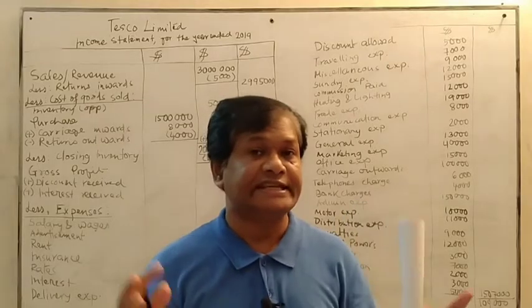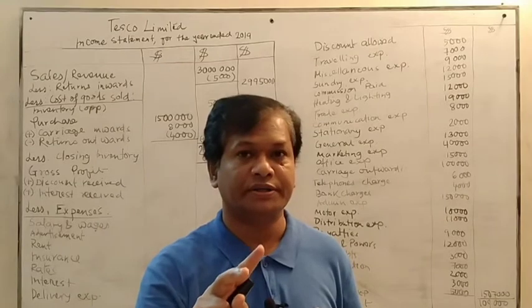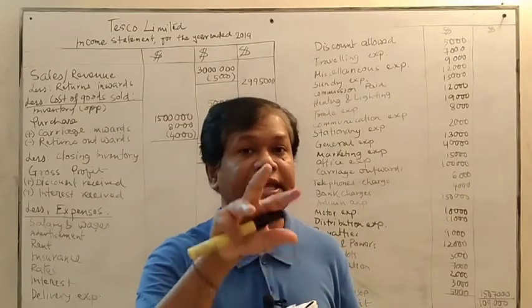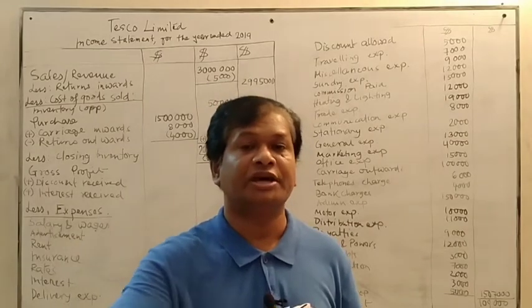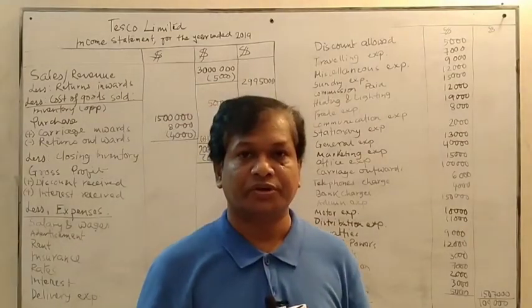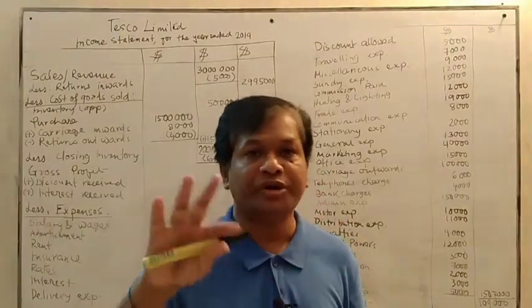Today I have to discuss the income statement, one of the most important stages of accounting. Since the income statement is complicated, I made it in two parts. The first part is the income statement without adjustment, and the second part is the income statement with adjustment. Today I will discuss the income statement without adjustment.